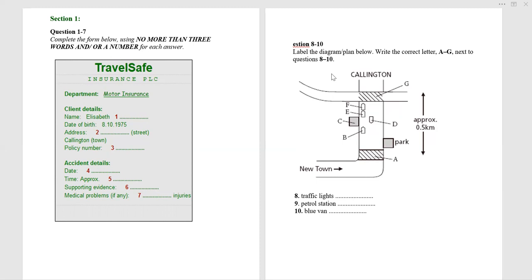The insurance company representative is putting the client through to the motor insurance department. So, motor insurance has been written in the space.